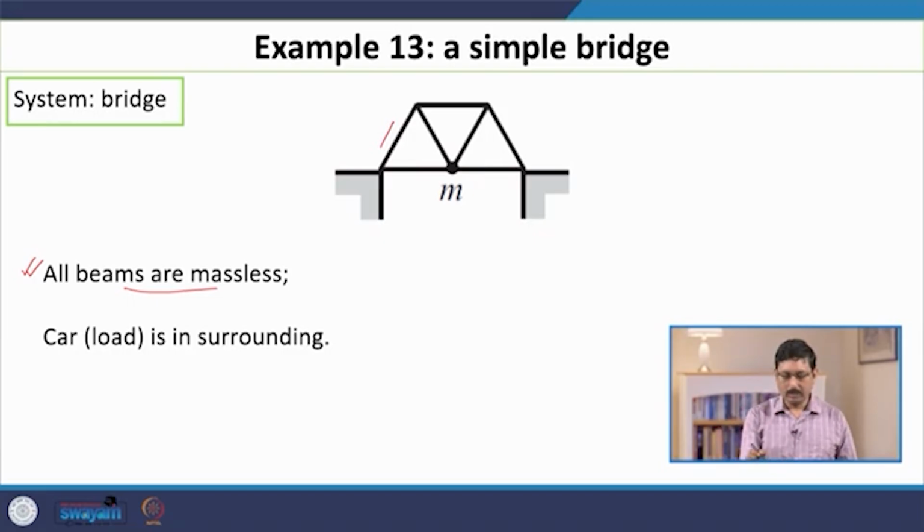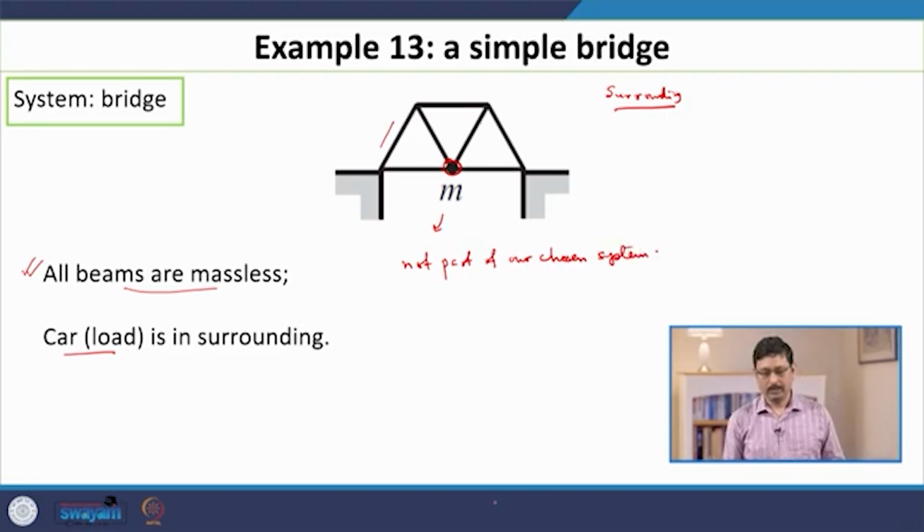Once we determine the system, then automatically everything that is outside our system is our surrounding. So, this load is not part of the system. This car which is of mass m is not part of our chosen system. So, when you analyze the problem, you should make this kind of mental map to sort of highlight this point.